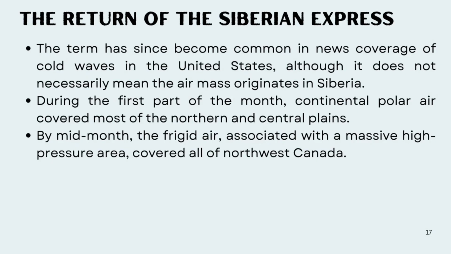By mid-month, the frigid air associated with a massive high-pressure area covered all of northwest Canada. Meanwhile, aloft, strong northerly winds directed the leading edge of the frigid air southward over the prairie provinces of Canada and southward into the United States.